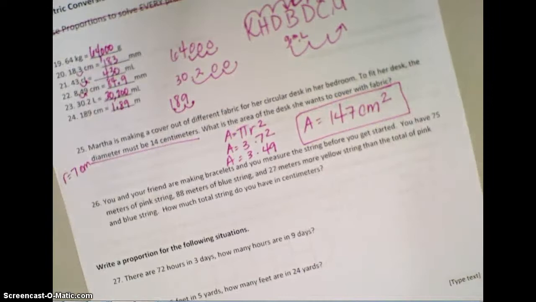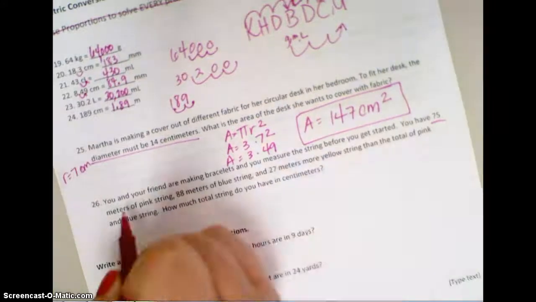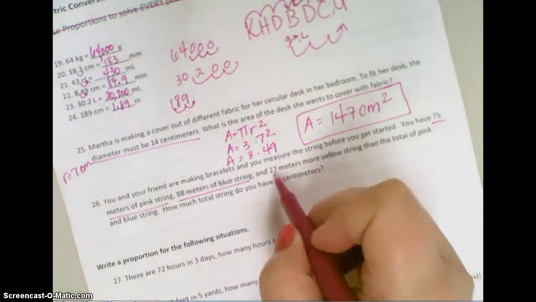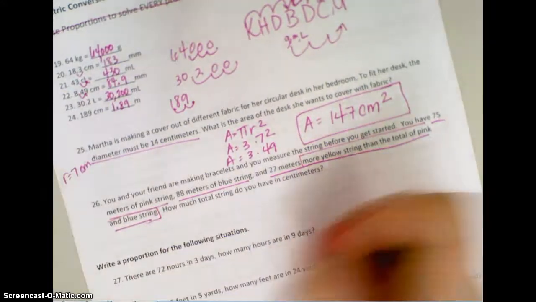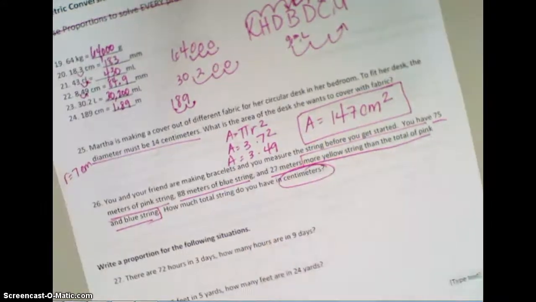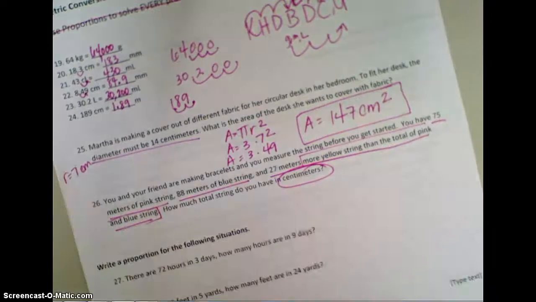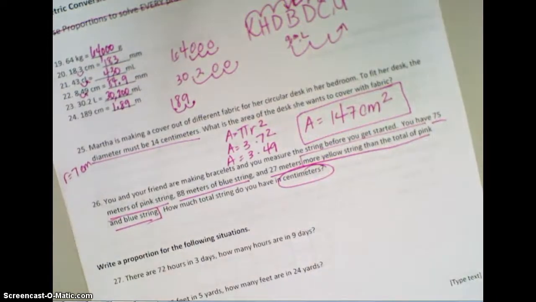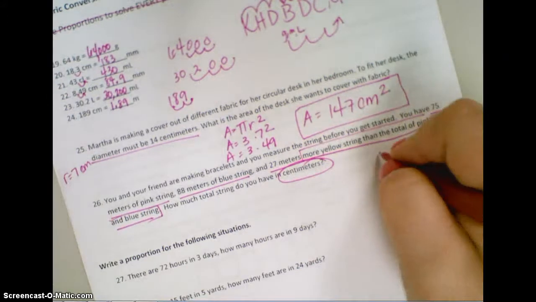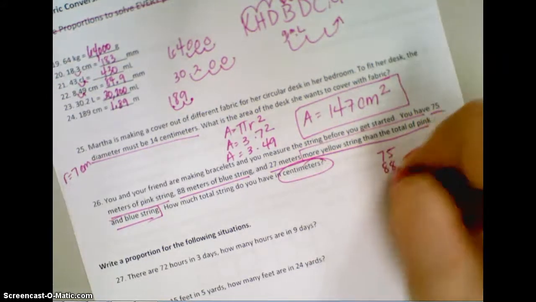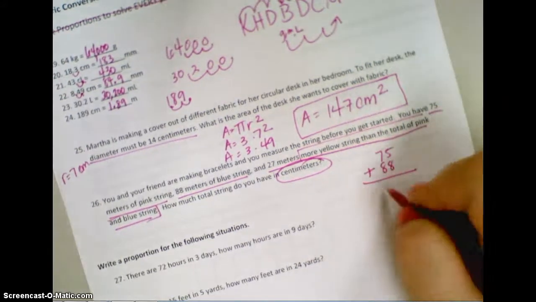Number 26, you and your friend are making bracelets, and you measure the string before you get started. You have 75 meters of pink string, 88 meters of blue string, and 27 meters more yellow string than total of pink and blue. I think that's probably the most confusing part there. How much total string do you have in centimeters? So a couple things are going on here. You're given everything in meters, and at the end we're going to have to convert to centimeters. But first I need to figure out how much yellow string there is. So I have my pink string and my blue string, and when I add those together I get a total of 163.